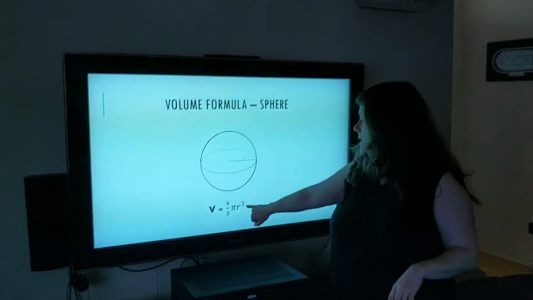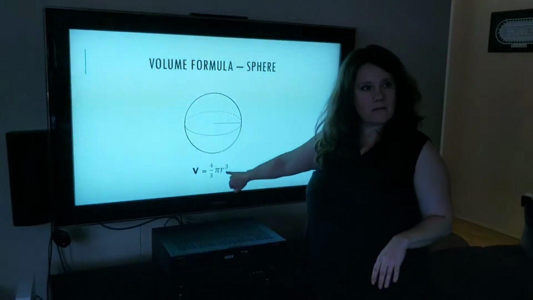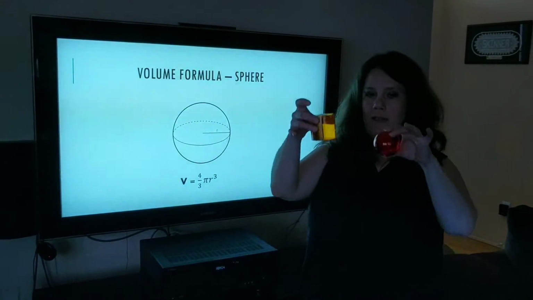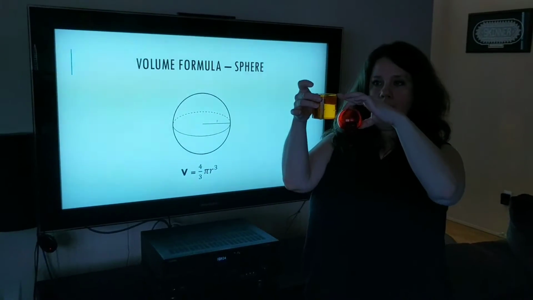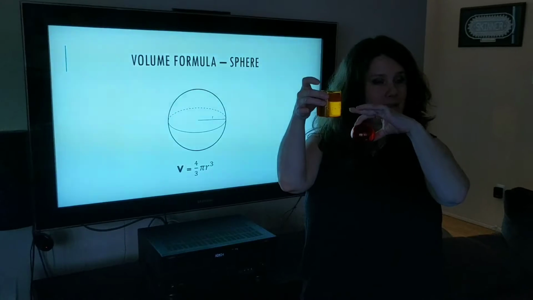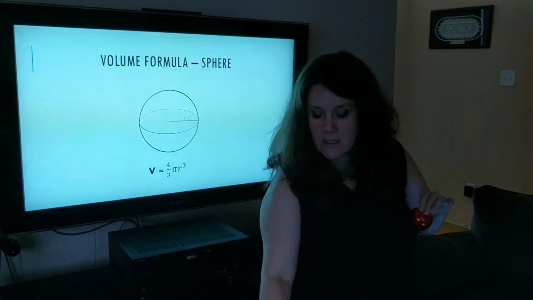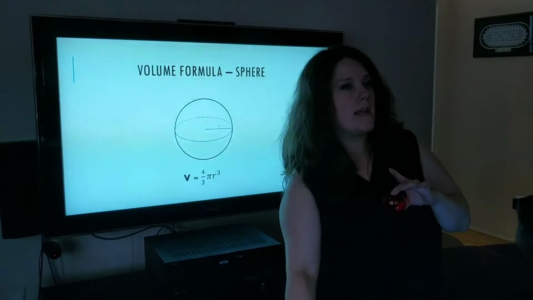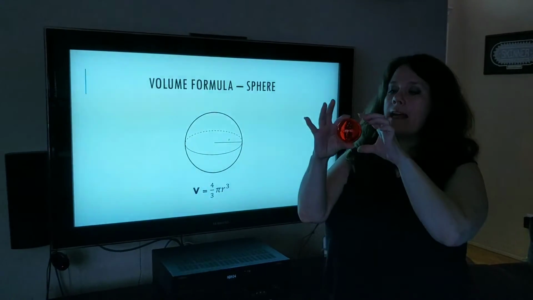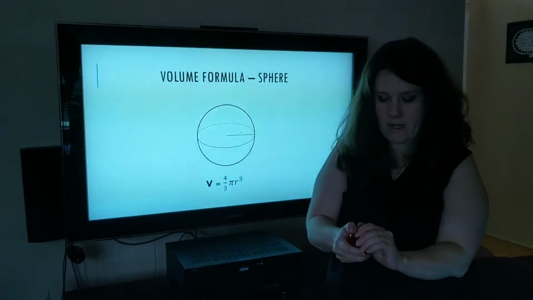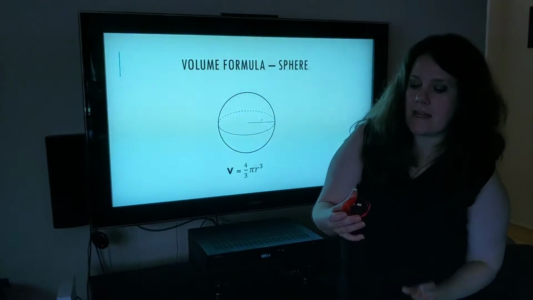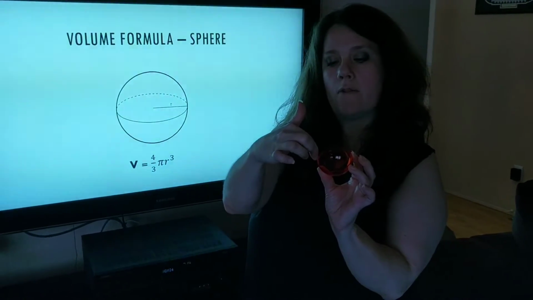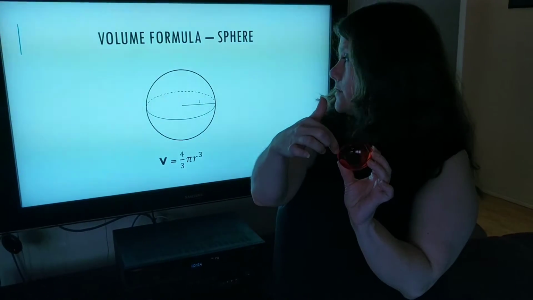Now, do you notice that I don't have a height here like I did in my other 2 formulas? Why would that be? What is the difference between the cylinder and the sphere? I have a definite height because I have 2 bases. Or I have, on the cone, a base and a point that I can draw from to determine the height. I can't do that on a sphere, but I can find the radius. See if I can pop this open. I can find the radius. So this is the diameter. The radius comes from the center point of the sphere out to the outer edge of that circle.